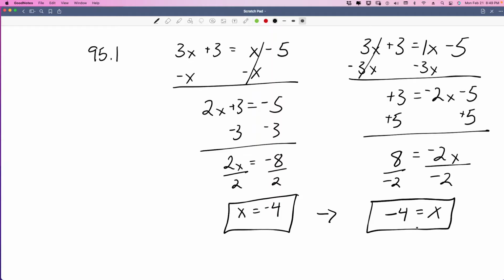So feel confident. Don't be indecisive and let that become a stumbling block. Just pick a side. Toss a coin if you have to. All right. Heads is left, tails is right, or whichever way you want to do it. So let's clear this and move into 95.2.